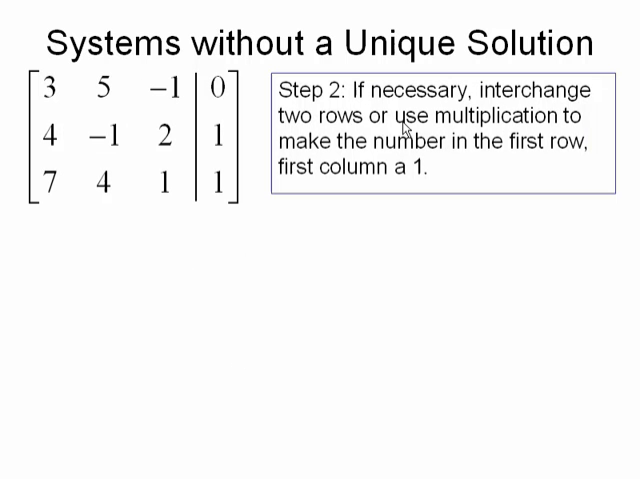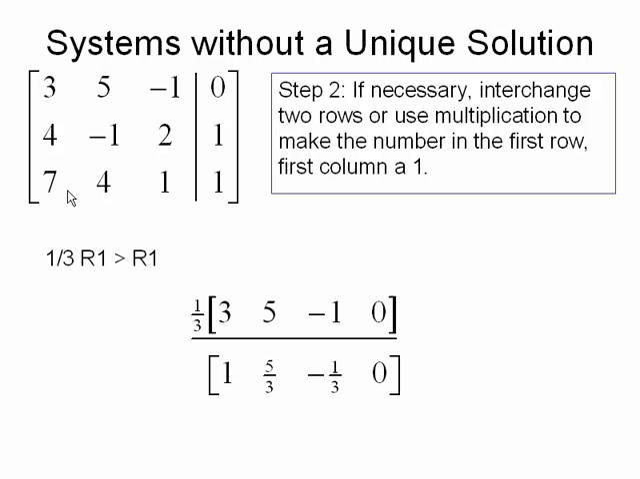We need to make sure that in the first row and in the first column that we have a 1, and here I see a 3. In the previous examples, we've been able to just leave it alone or maybe even interchange some rows, but the problem here is we're not going to be able to do that, because if we tried to interchange, we'd put a 4 or a 7 up there. That's not going to do us much good.